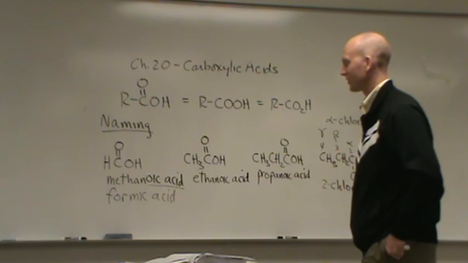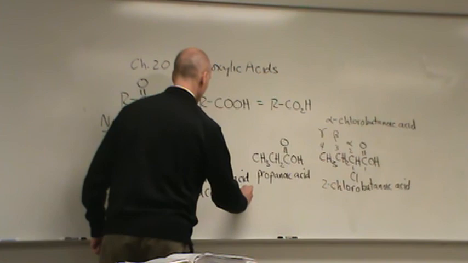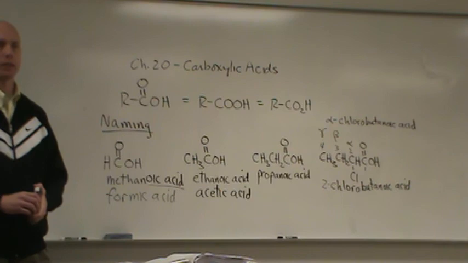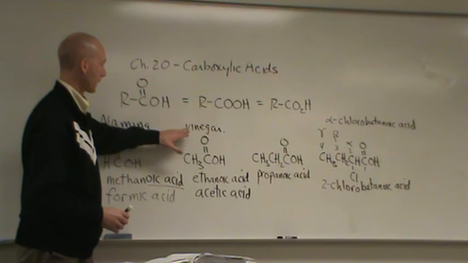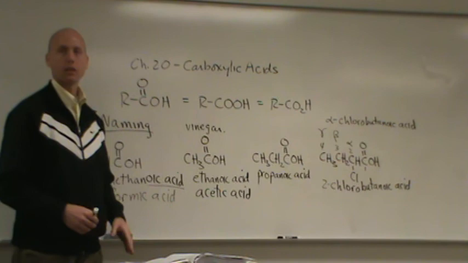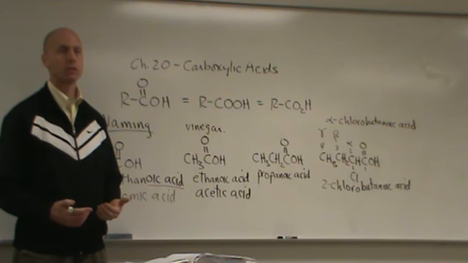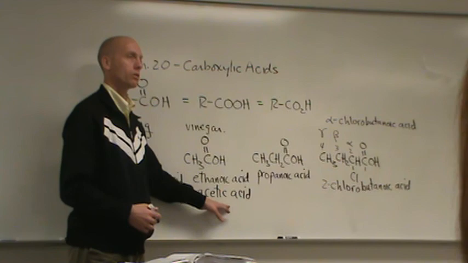This one here, ethanoic acid, more popular, is called acetic acid. Does anybody know where acetic acid is found? In vinegar. So vinegar is really a dilute concentration of acetic acid, typically only about 1%. So you know what that smells like. If you open a jar of pure acetic acid, the smell is very overwhelming, like vinegar. It almost burns your nostrils.